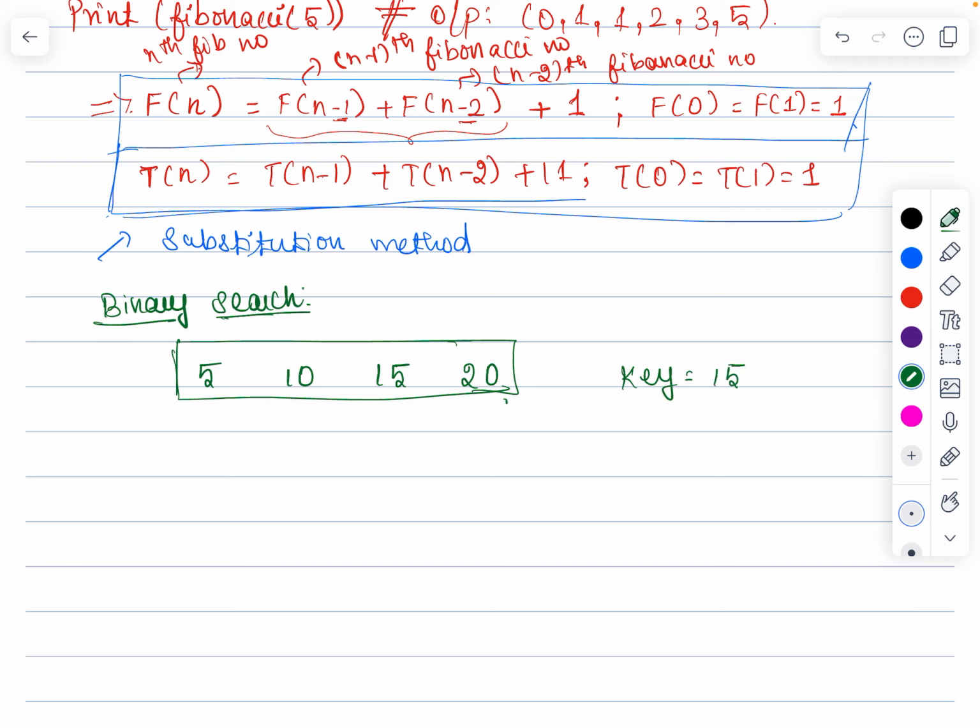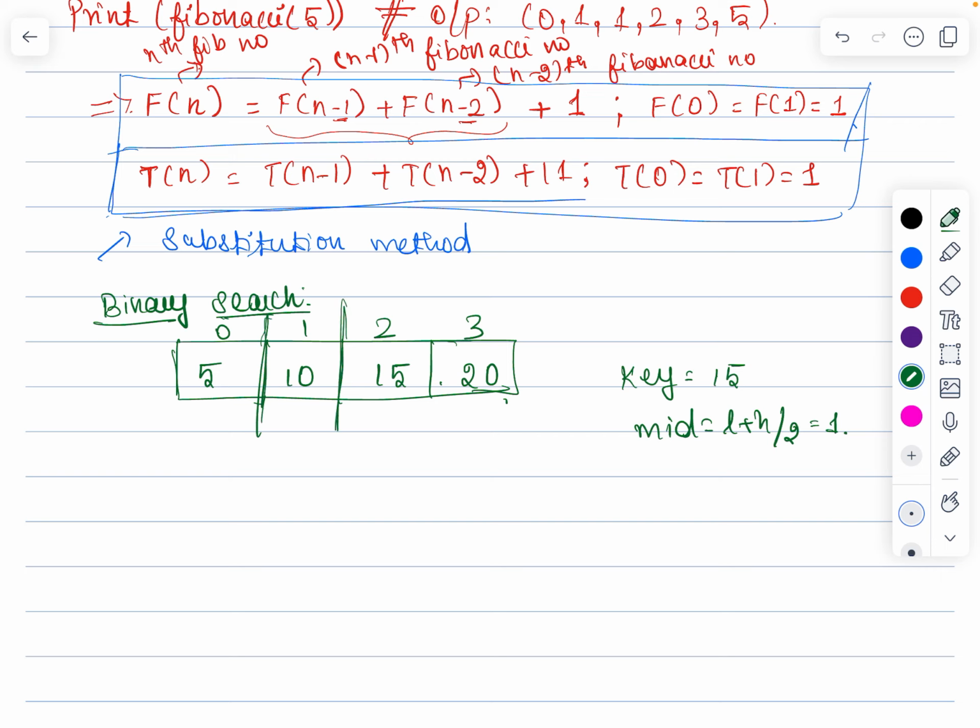The very first step in binary search is to identify the mid element, as we all know. I already would have discussed this in the previous lecture. So identify the mid element. Here the low is 0. If you identify the mid element as low plus high by 2, the mid element is going to be 1, which means this is going to be the mid element.